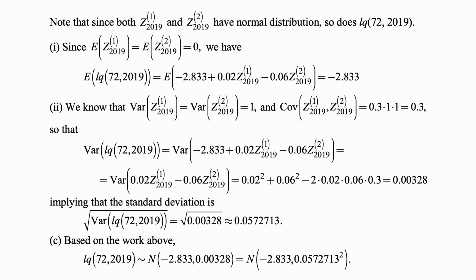So this is the variance, and the standard deviation is the square root of that, which is approximately 0.057713. Now, based on the work above, LQ of 72 2019 is normal with mean negative 2.833 and variance 0.00328, or normal with mean negative 2.833 and variance equal to the square of its standard deviation, which is 0.057713.